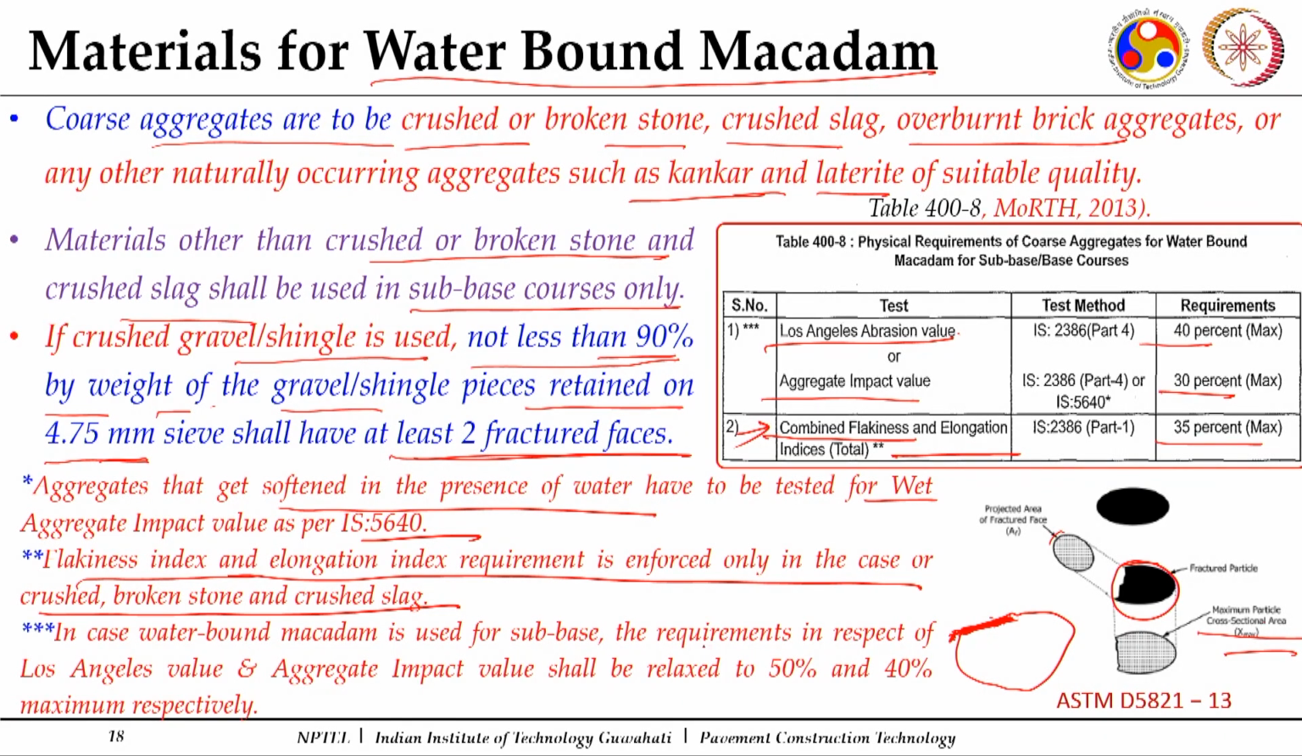In case of waterbound macadam, the requirements in respect of Los Angeles, and if I am using this, as I mentioned, this can be used in sub-base courses. If I am using waterbound macadam in sub-base courses, the requirements of Los Angeles abrasion value and aggregate impact value will become 50 and 40%, because 40% was there in case of the granular sub-base courses. So, if this material is used in sub-base courses, the aggregate impact value requirement will be 40%. So, all these things need to be taken care of.